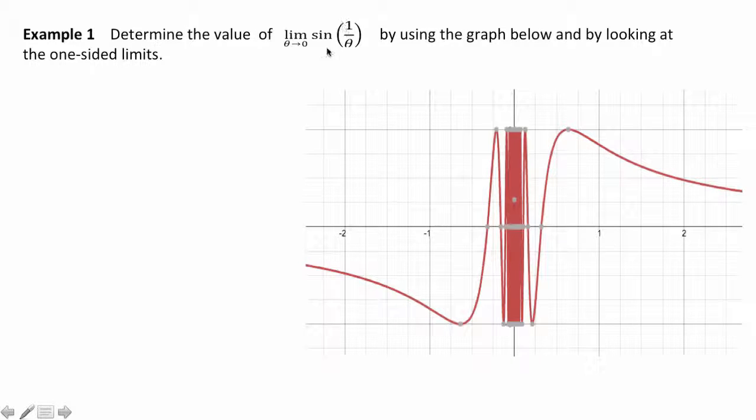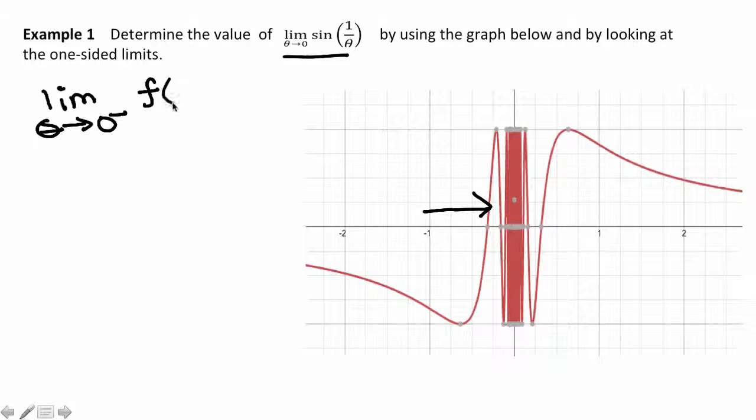Determine the value of the limit of sine of 1 over theta as theta approaches 0 by using the graph below and by looking at the one-sided limits. Here's the graph of sine of 1 over theta, and we're concerned with approaching from the left side first. We're going to do both sides because this is a general limit, but first from the left side, and remember to denote that. We write a negative sign there, and I'm going to call this function f of theta for simplicity. So we're going to approach it from the left side.